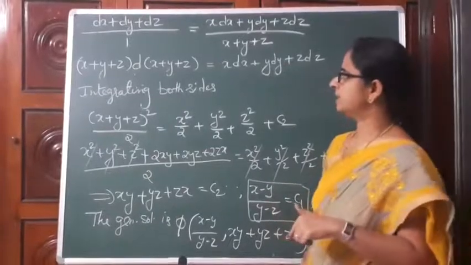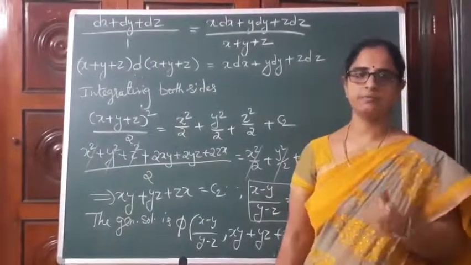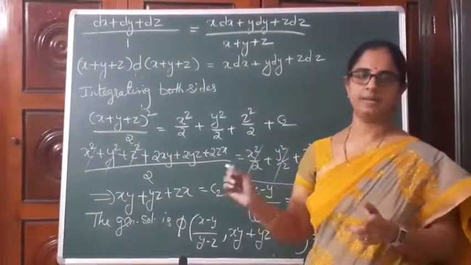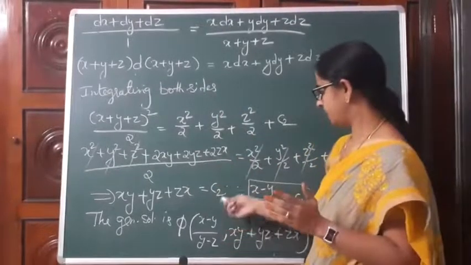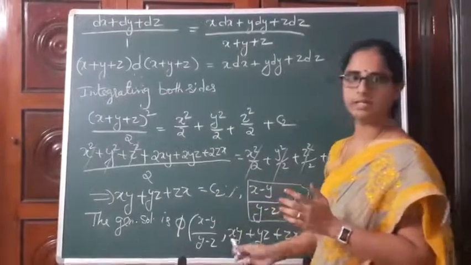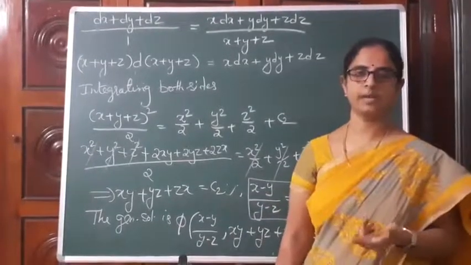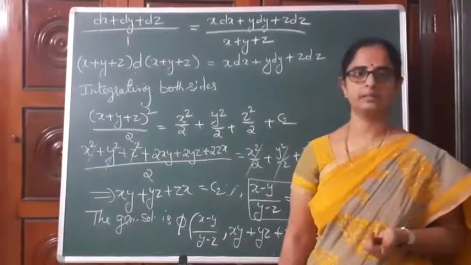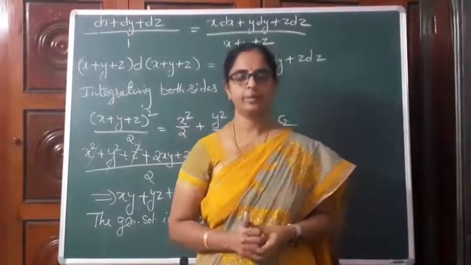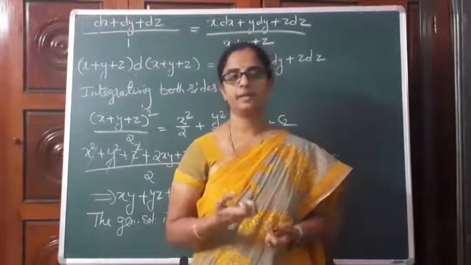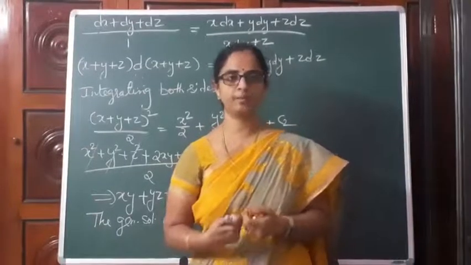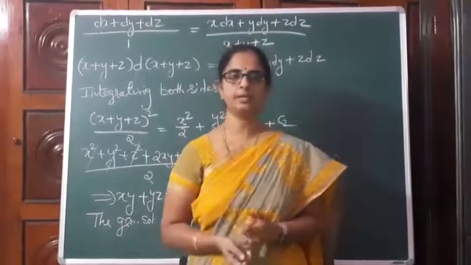And for the second case, we took the multipliers as 1, 1, 1 and x, y, z. We equated those two ratios. Simplifying and integrating, we obtained this solution. So this is the general solution. Practice this problem again because this is a very important one. Do practice problems so that you can find the multipliers easily. Upon practicing several problems, you get an idea how to consider the multipliers.